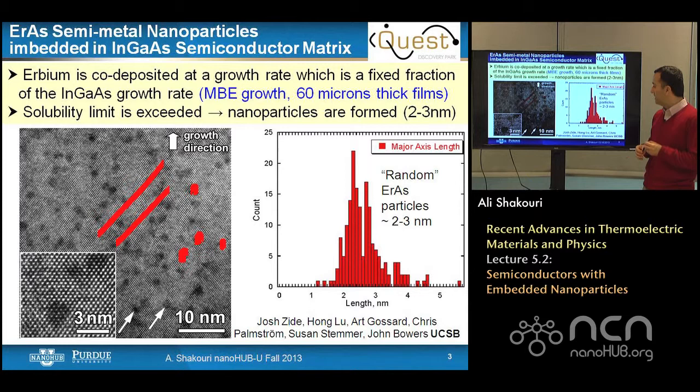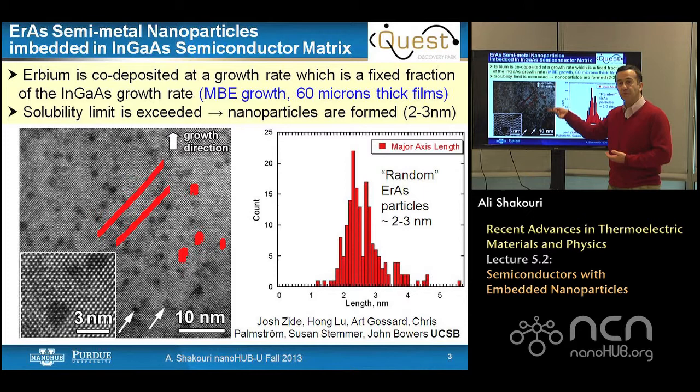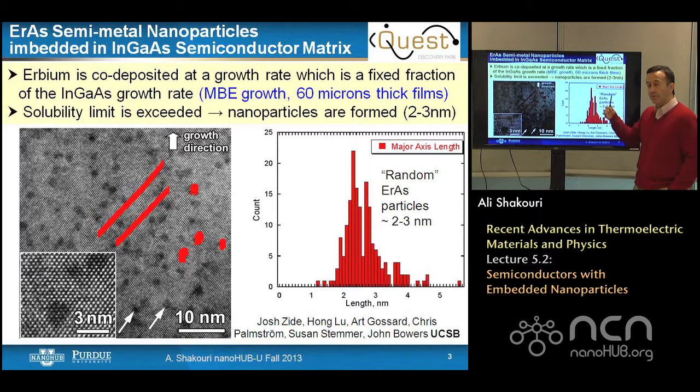Why 2-3 nanometer has to do with the surface energy arguments and the growth conditions, but this is a way where nanostructures are grown kind of automatically as you grow the material. Since the growth rate could be 1 or 2 microns per hour, over a day or so it's possible to make layers as thick as 60 microns, so you can do thermoelectric measurement over large areas.